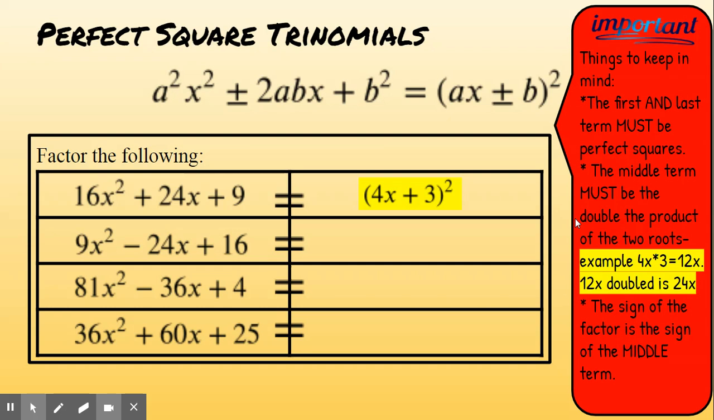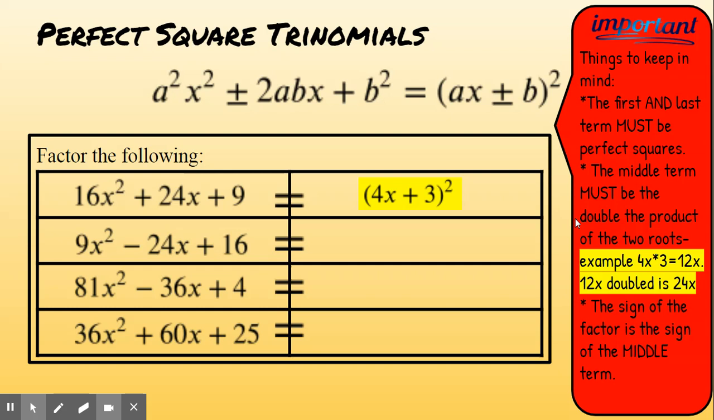So if I look at the example, because I know the function up top there might be scary to some of you. 16x squared, I know is a perfect square. It's made up of 4x and a 4x. 9 on the back end is made up of a 3 and a 3. So as you can see, I put those in as my factored form, 4x plus 3, and it's squared. That is how we would factor perfect square trinomials.